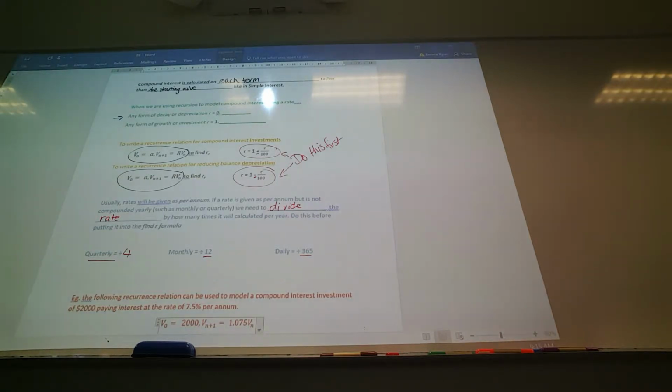Is this a replacement of the over 100? No, it will still have the 100 in there as well. So it would be like 4.8 divided by 4 divided by 100. We'll go through some examples as well.